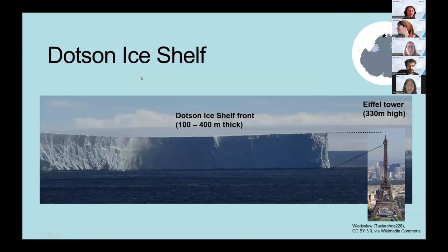Okay, sorry. So first, a little bit about Thwaites Ice Shelf. It's an ice shelf on Antarctica in the Amundsen Sea. And the ice shelf front is around 100 to 400 meters thick. And just for a comparison, the Eiffel Tower is 300 meters high. So sometimes you think about how hard can it be to actually do measurements under an ice shelf, but it's really hard because it's very, very thick.